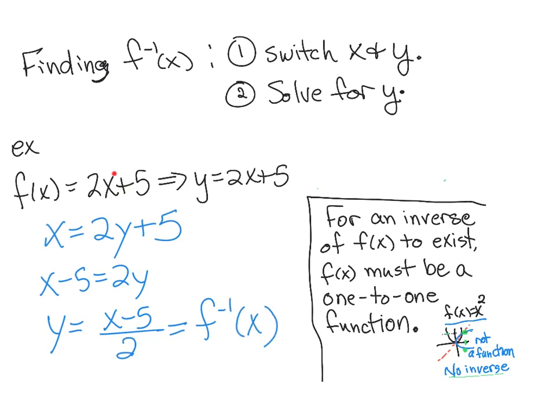Now, look at this. This is just a line. All linear functions are one-to-one. So we can find that function, that inverse, and the inverse itself is a function. And that's how you do it. How do you check it? You plug one into the other. And that's easy to do, so I'll let you do that.